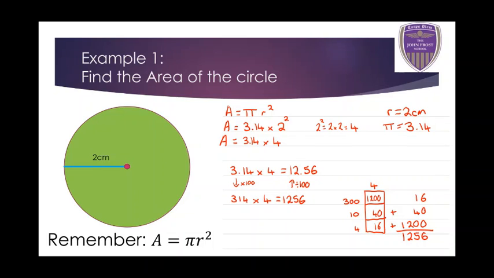But when we're finding out the area of shapes, remember our units are always what we were dealing with, centimeters. So it's going to be 12.56 centimeters squared. Okay. So the answer is not just centimeters. The answer is 12.56 centimeters squared. Okay. And this is our final answer for this question. Okay. Let's have a look at another one.